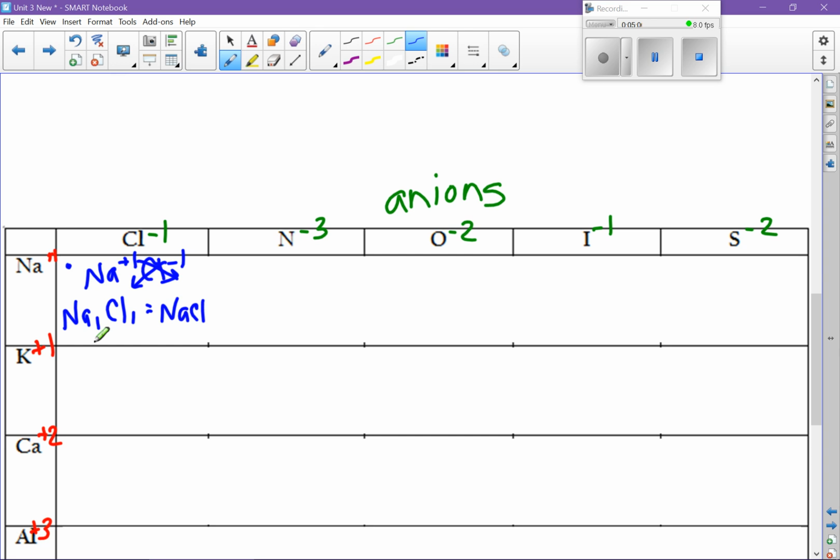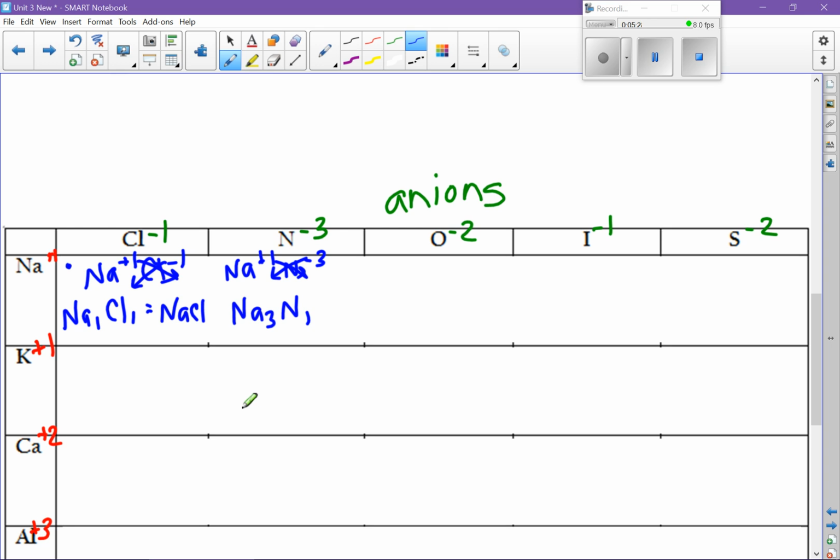Okay? Now let's do Na and N. So Na will still go first because it's positive. N will go second because it's negative. Cation, anion. Crisscross applesauce. We have Na3N. It's okay if you write the 1 there as well, but you don't have to.